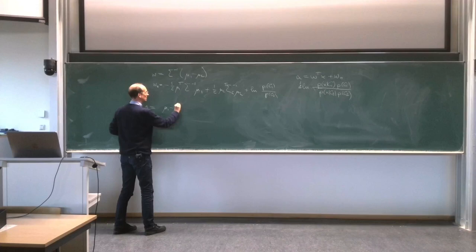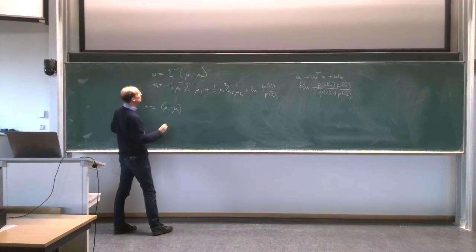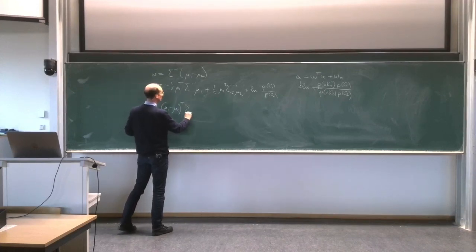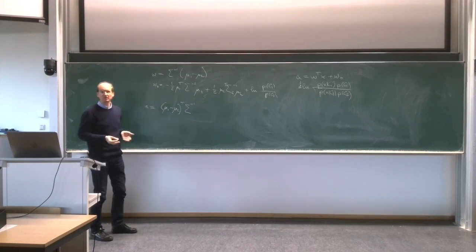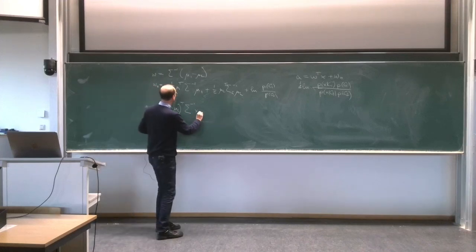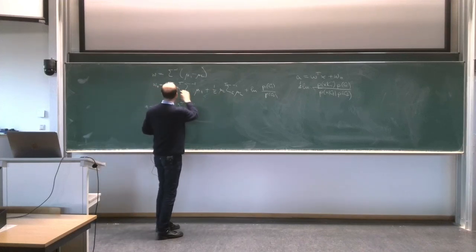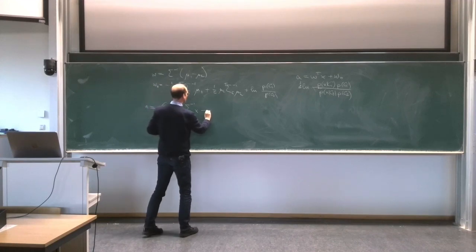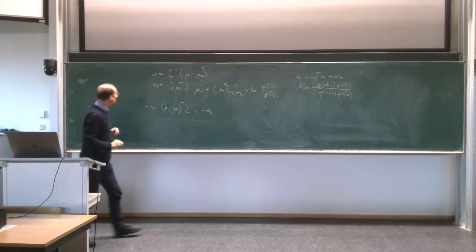So this is mu1, mu2 transpose times sigma to the minus 1, which is a symmetric matrix. The inverse of a symmetric matrix is also symmetric, so nothing to do here, times the x, and then plus the remaining term, which I'm not copying for now.